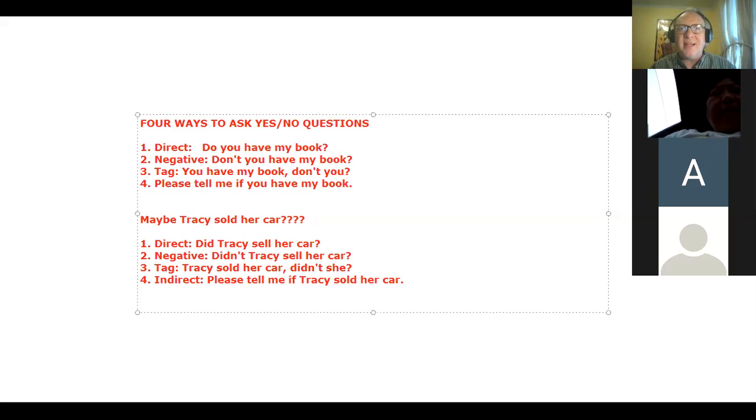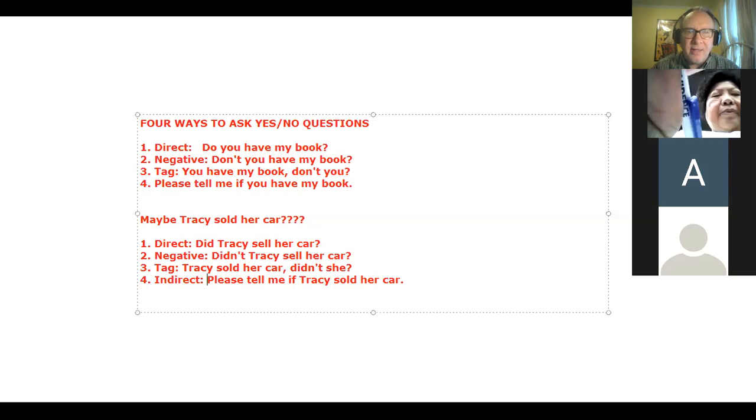That was Tuesday's lesson. And I'm going to give you some homework on all of this to do over the weekend. Yes, no questions. And specifically, the indirect yes, no question. And remember, we had two words that we could use. If and whether. Remember, whether is a little bit more formal. Okay, good. All right, excellent.